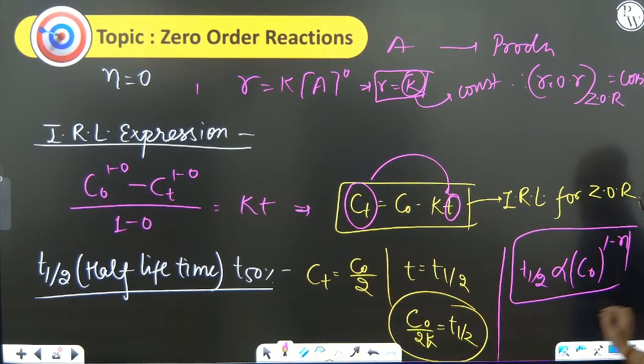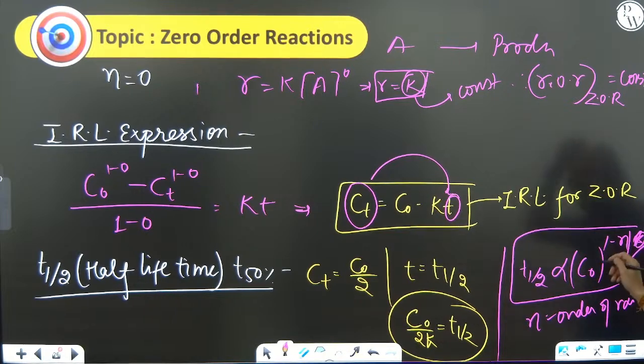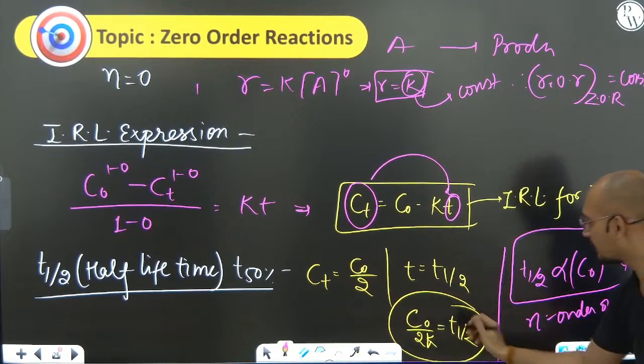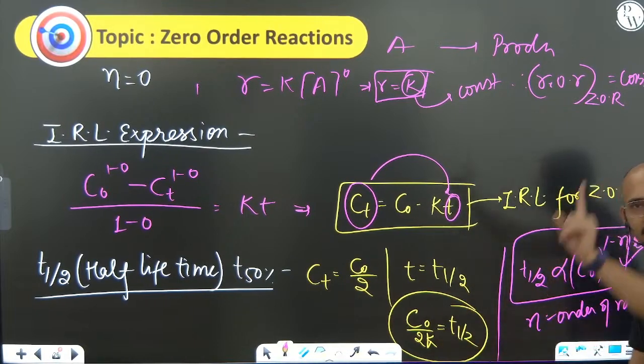Here n is the order of reaction. It's a very important point. Here, many questions will be solved directly. T half is directly proportional to C naught to the power 1 minus n. If it is a zero order reaction, 1 minus 0 is 1. So T half is directly proportional to C naught in a zero order reaction.